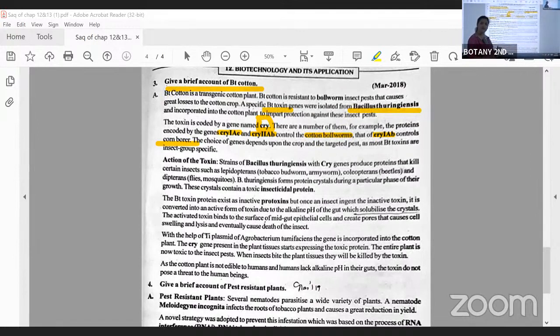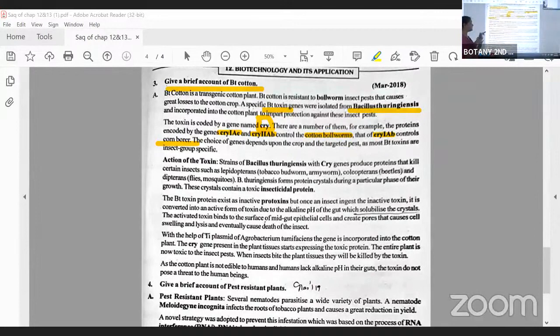Don't go with the scientific names, or the classes, or the families. Nothing else I need over there. I need only the words that come concept-wise. Cry genes can produce proteins to kill different disease-causing agents such as beetles, flies, mosquitoes, etc. No need of writing any other thing over here.